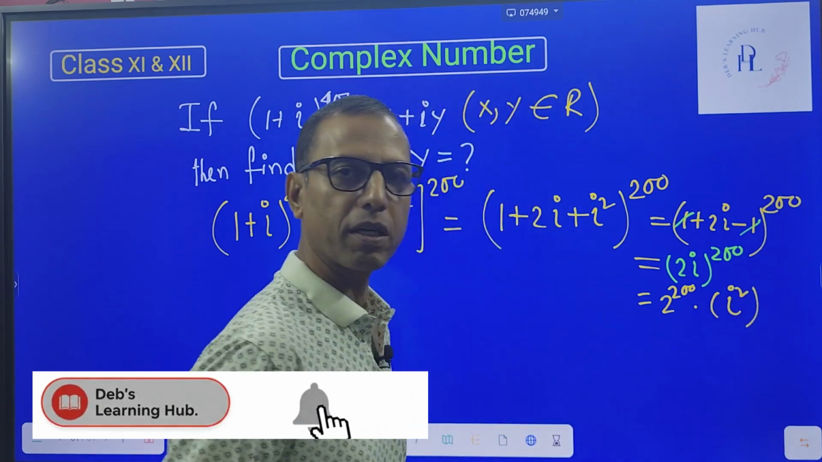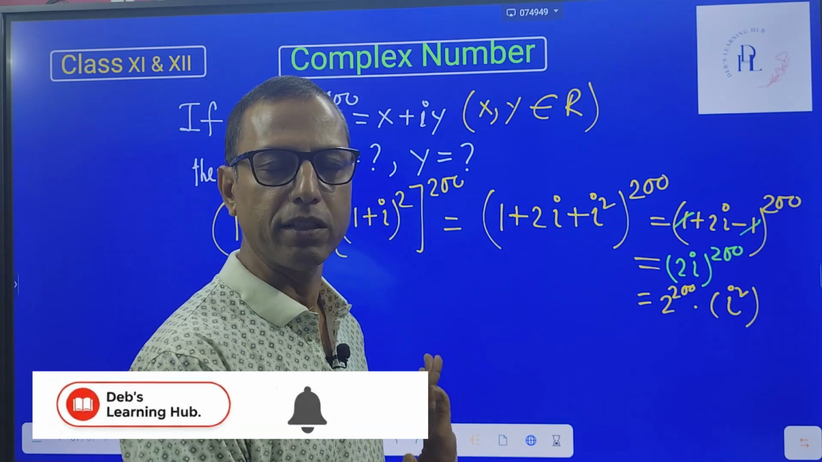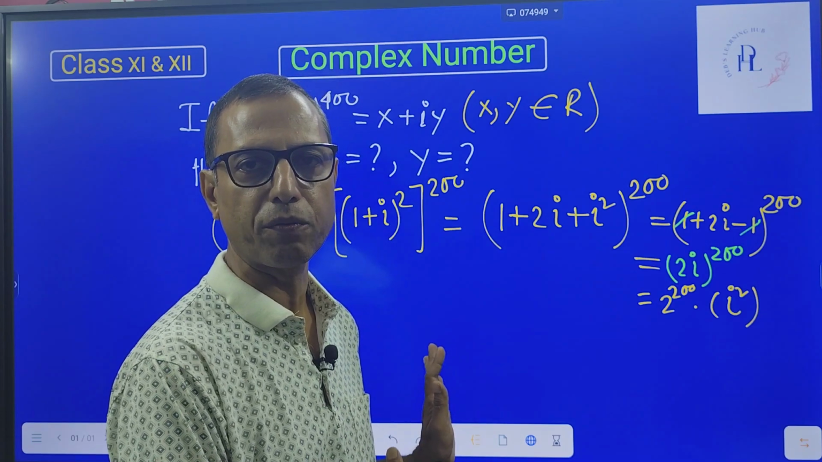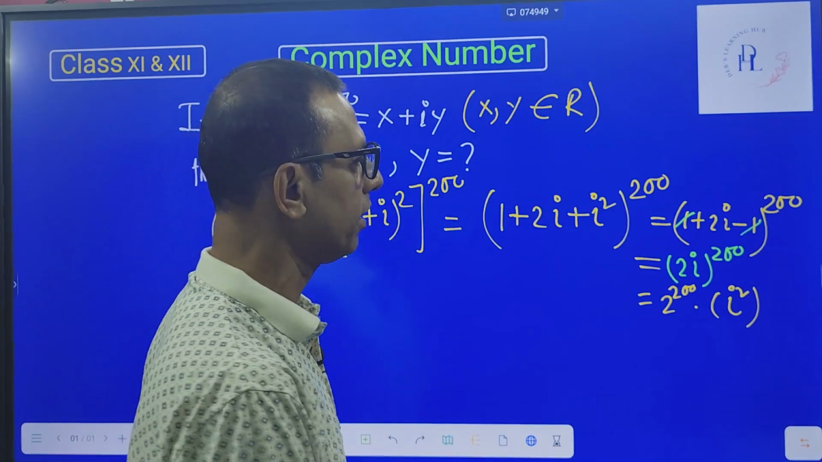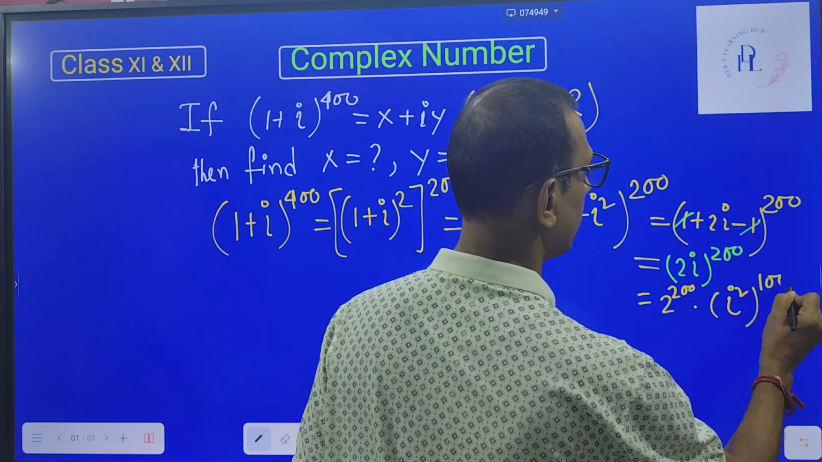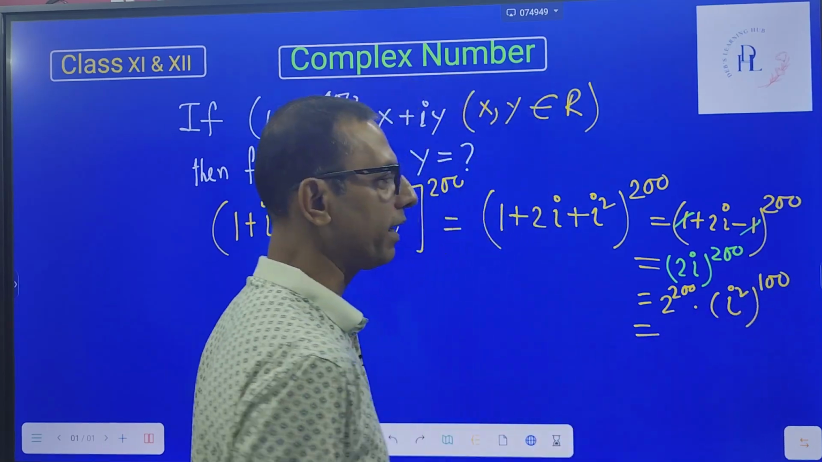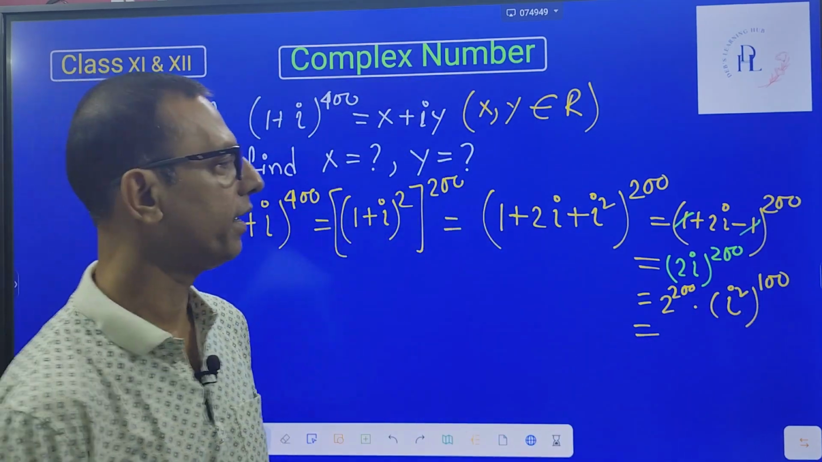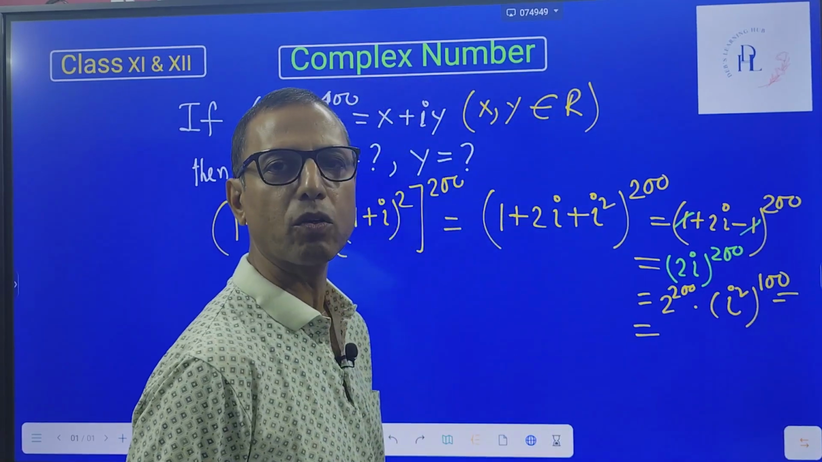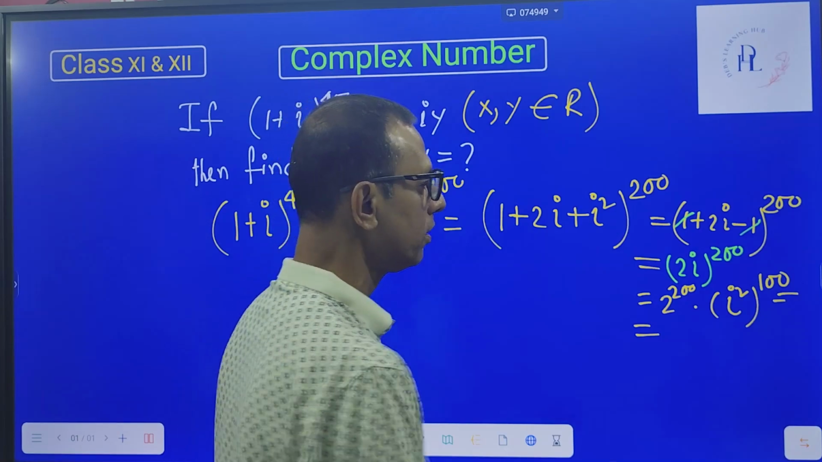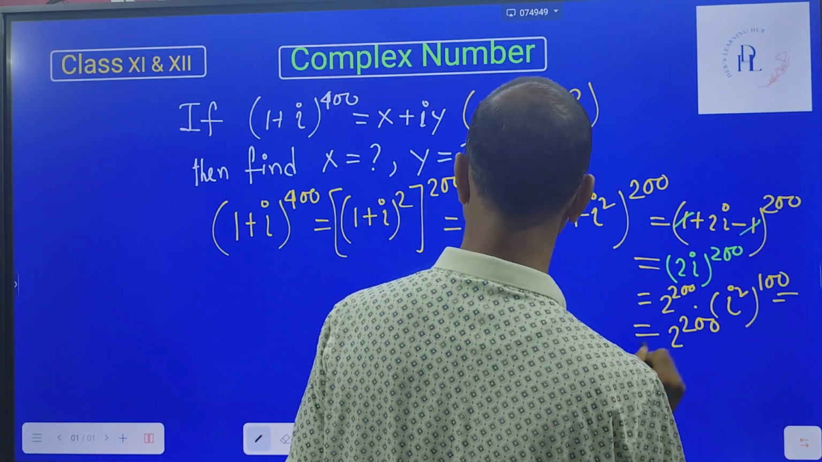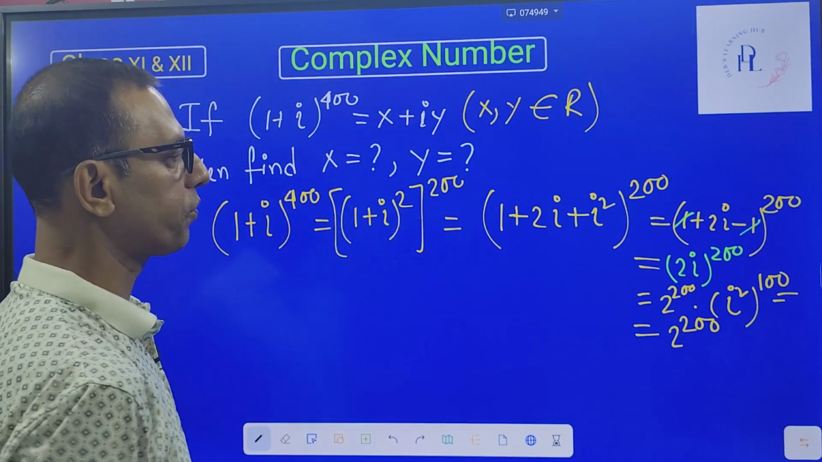कैसा बोला था मैंने? मेरा लेक्चर सेशन जो है उसका लिंक भी वीडियो डिस्क्रिप्शन सेक्शन में, नहीं तो फेसबुक में कमेंट्स में आ जाएगा. ठीक है ना? So (i^2)^100. Then i square means (minus 1)^100. This 100 is actually the even number. That means (minus 1)^100 will be plus 1, right? So 2^200. That is what (1 + i)^400.